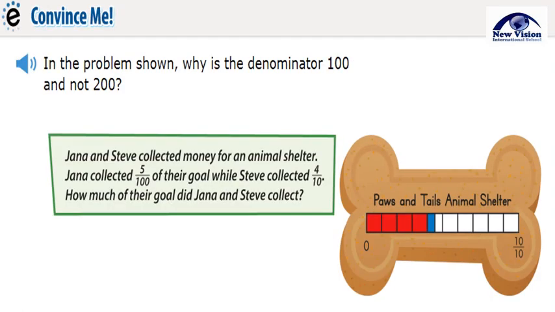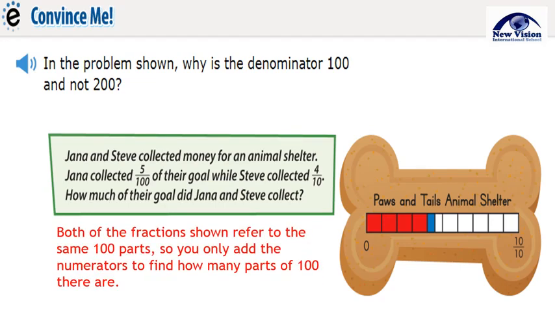Convince me. In the problem shown, why is the denominator 100 and not 200? Answer. Both of the fractions shown refer to the same 100 parts, so you only add the numerators to find how many parts of 100 there are.